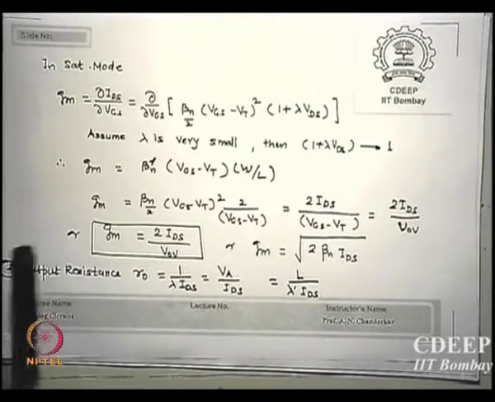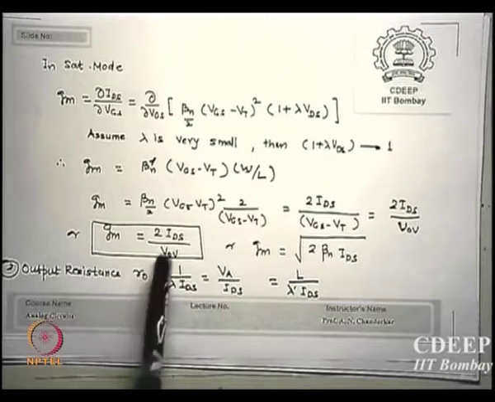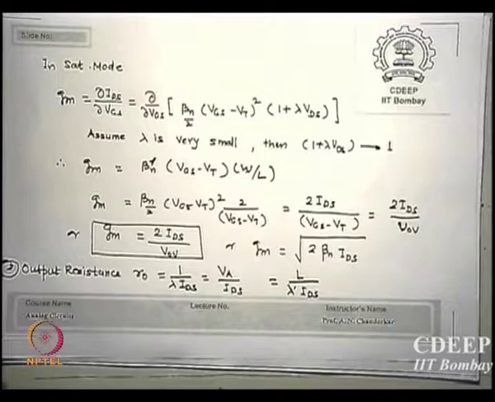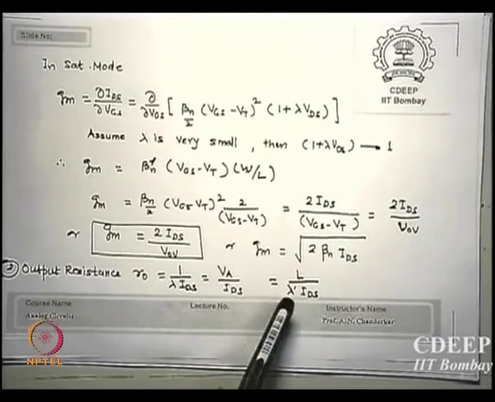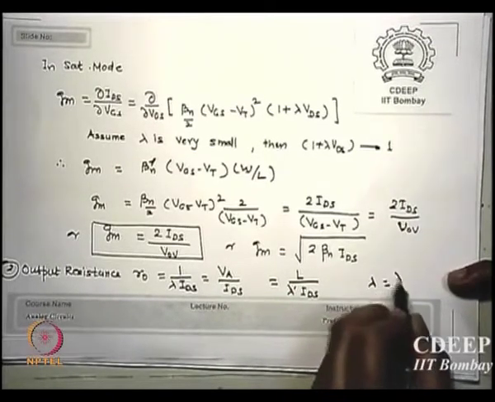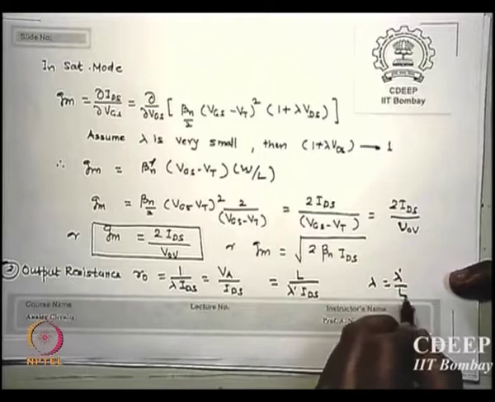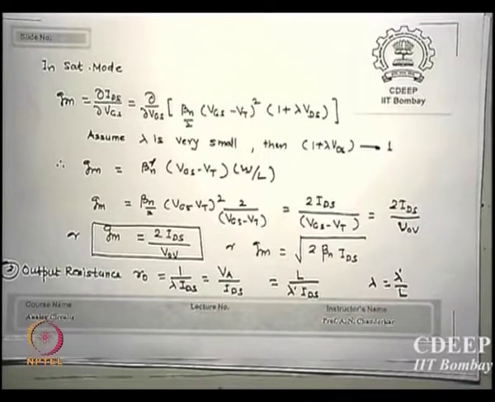The second parameter of interest to us is R0, which is the output resistance, and I told you the other day it is 1 upon lambda IDS. It is also written as VA upon IDS, where VA is the Early voltage. We also explained the other day that lambda is lambda dash upon L, where lambda dash is a technology parameter which is fixed for a given technology, and L is the channel length.